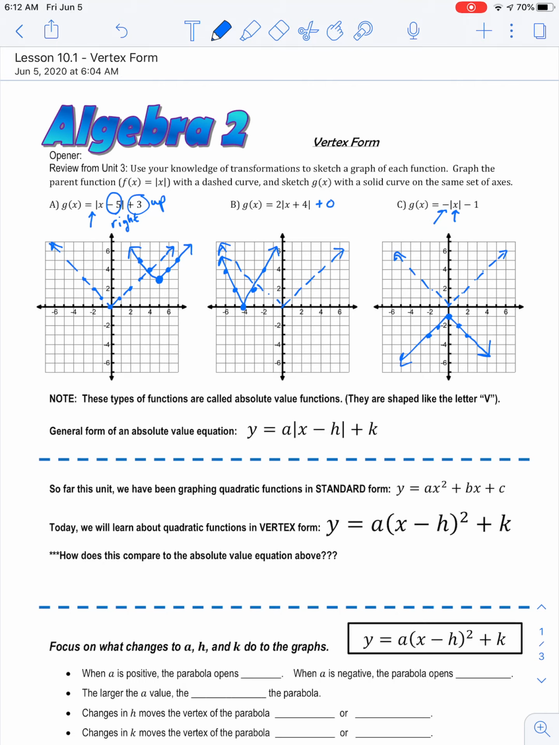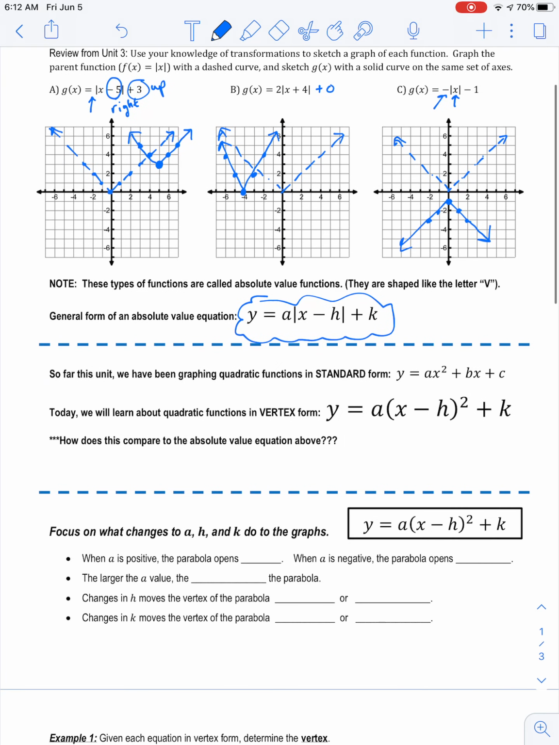All right, I will come back to this in a little bit, but to keep going through the notes here, I know there's lots of writing to read through. This was just reviewing absolute value functions. We know they're shaped like the letter V, and here we're given the general form. Now, since today we're talking about the vertex form of a quadratic function, take a look at what that form looks like down below.